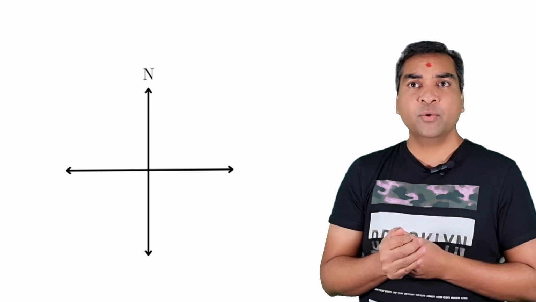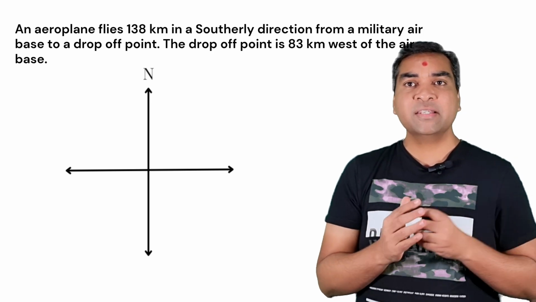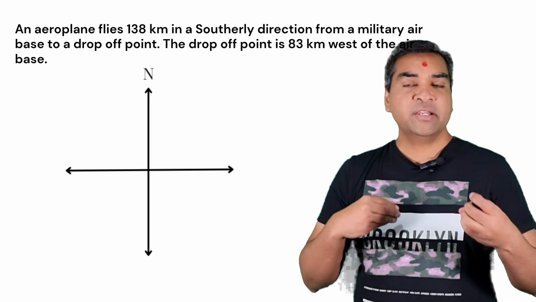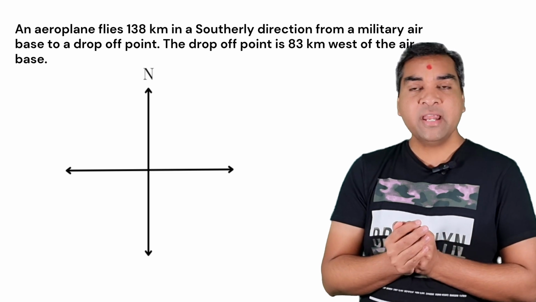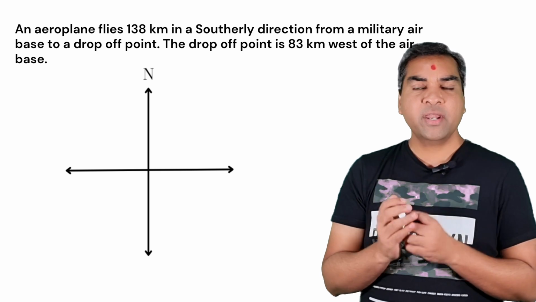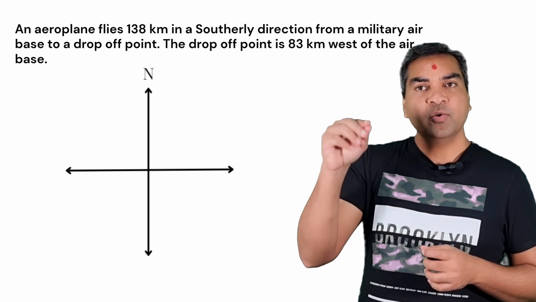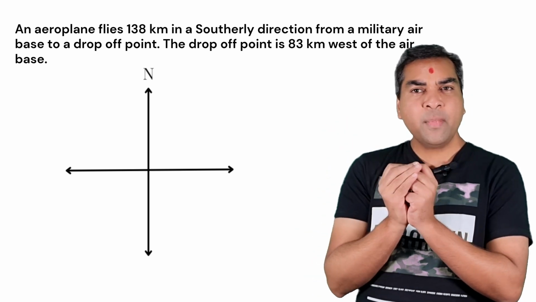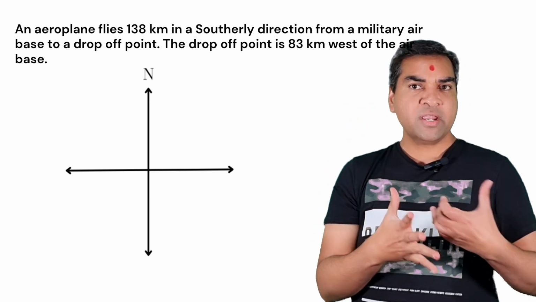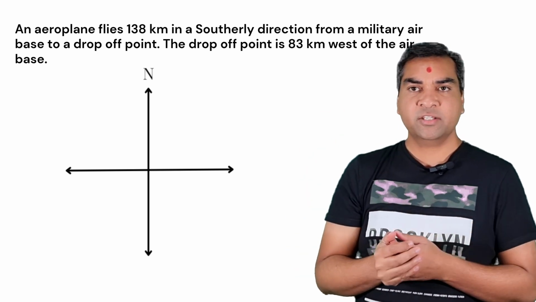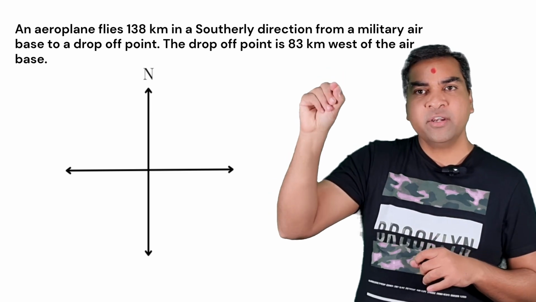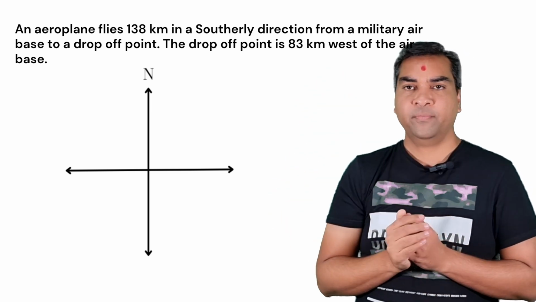But they gave us a clue: my drop-off point is 83 kilometers west of the airbase. So that is giving us a clear idea that it's a southwest direction. So somewhere in the southwest direction, I can make a line starting from the military airbase. The military airbase is the starting point because that's where my plane is taking off, and the drop-off point is my destination. So I'm going to make one line in the southwest direction from the military airbase to the drop-off point.